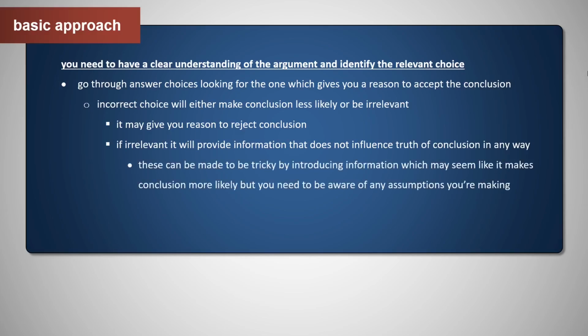So these can be made tricky by introducing information which may seem like it makes the conclusion more likely, but you need to be aware of any assumptions that you're making. So essentially, is your interpretation of the answer choice valid, or is an opposite interpretation equally valid? This is going to rest on information which is new but not relevant, and which can be interpreted in different ways. This is all stuff we'll go into a lot more detail in when we go through actual questions and answer choices.